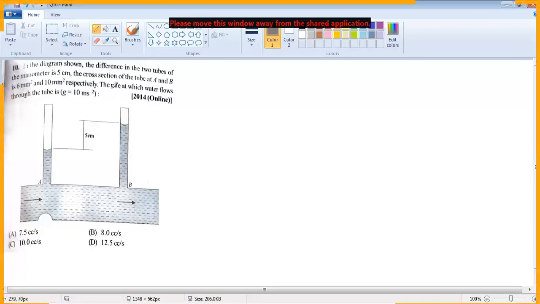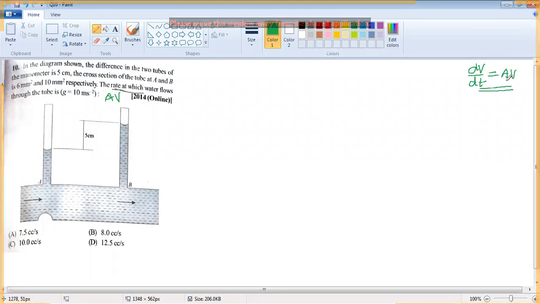The rate at which water flows through the pipe is asking indirectly for area into V, because the rate is dV by dt, which is nothing but area into V. This is the important point. So area into speed. We know the area at either A or B. We should know the speed. Then automatically you will solve the numerical.